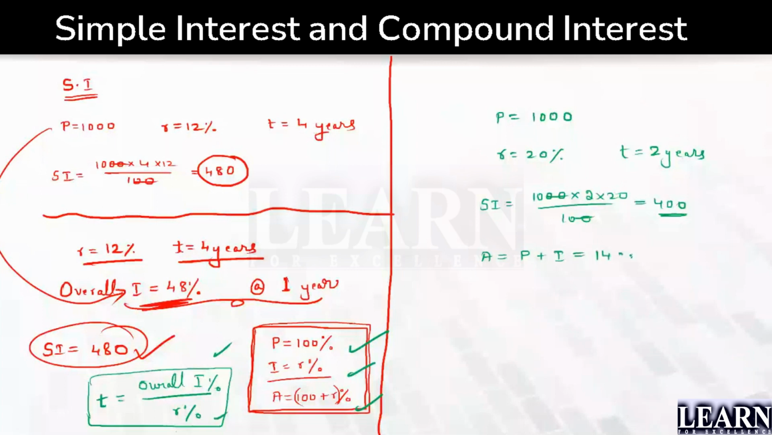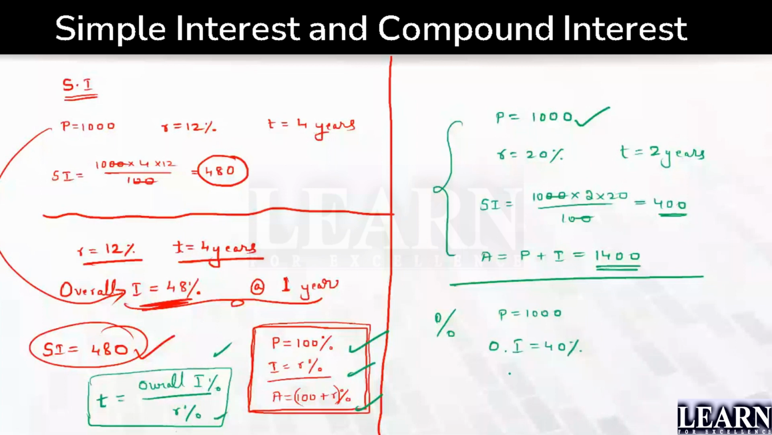This is the general method. Now I'll apply the percentage technique. What is this? Principal is given. Principal is 1000. What about overall interest? 40 percentage. Now what is it that I want to find? Look here, 100 percentage is 1000. They are asking for the amount. 100 percentage is 1000. I need how much percentage? 140 percentage. How much is it? 1400. Done.